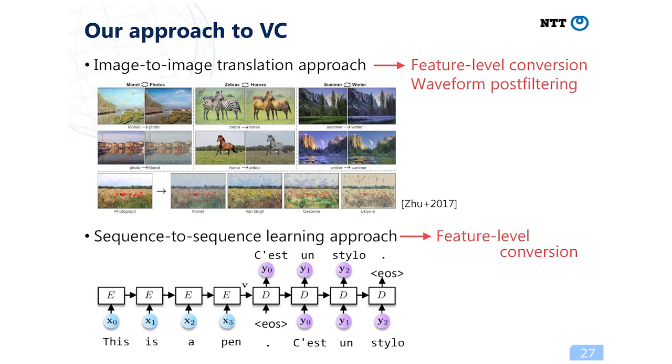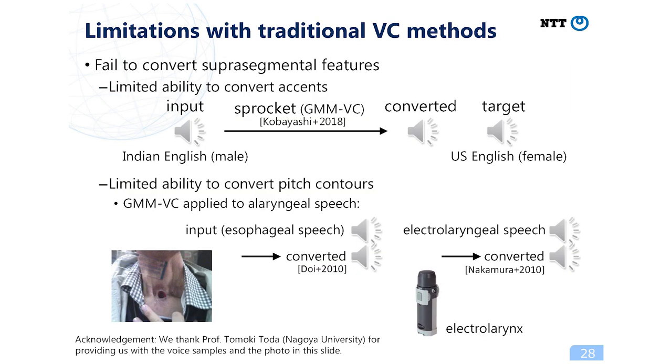So the second topic will be about the sequence-to-sequence learning approach. Since traditional VC methods are frame-by-frame based or segment-by-segment based, they can fail to convert suprasegmental features. One example is that they have a limited ability to convert English accents.